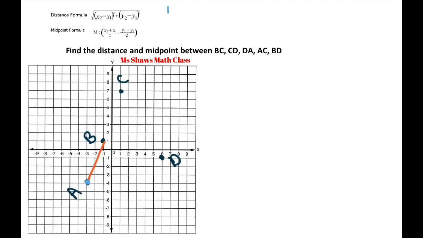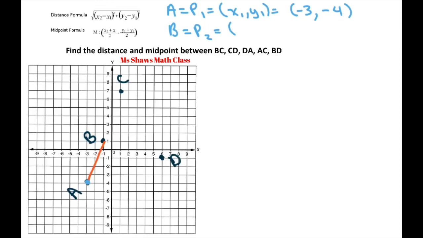So I'm going to let A equal point 1, which equals X sub 1, Y sub 1. In our case, our X is -3, and our Y is -4. And B is going to be point 2, and that's going to be X sub 2, Y sub 2, and that point is -1 for X and 1 for Y. All right, so you just look here to find your coordinates.